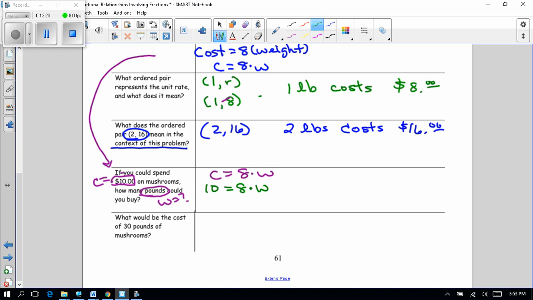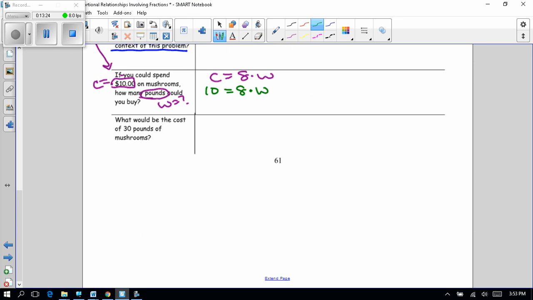Well, that's kind of awkward to do. So what we do in algebra, and this is pre-algebra, so we're going to do this. We're going to divide by 8. It's the opposite of multiplying by 8. And so on your handy-dandy calculator, you grab 10 divided by 8, and we figure out what the weight is. And the weight in this case is 1.25, right? So I can get 1.25 pounds for $10.